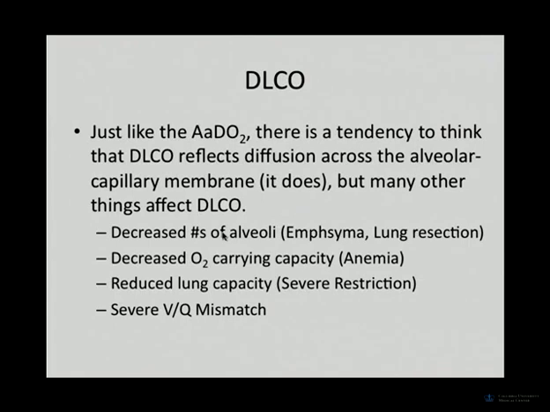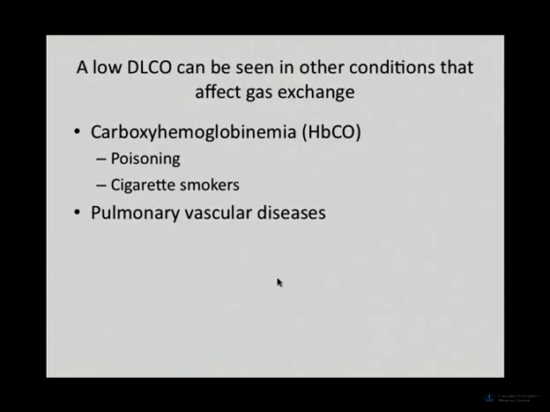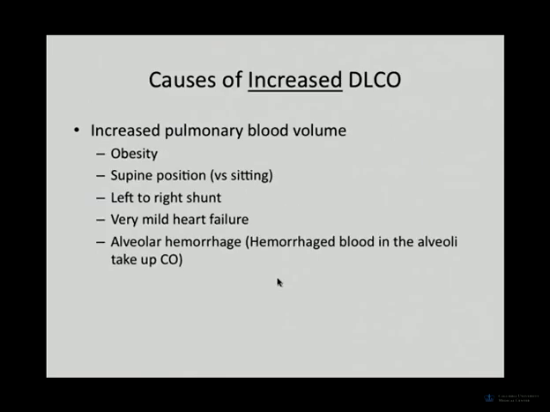So emphysema with decreased surface area, lots of lost alveoli, will lower the DLCO. If you're anemic and you just don't have as much oxygen carrying capacity, you'll have a low DLCO. And then severe VQ mismatch will affect your DLCO as well. You can see a low DLCO in carboxyhemoglobinemia and some pulmonary vascular diseases. And then strangely, you can even see a high DLCO if somebody has a lot of extra blood volume, as is the case with obesity, and in the case of left to right shunting. If somebody bleeds into their alveoli, their DLCO will be artifactually high, taken up by all the hemorrhaged blood.